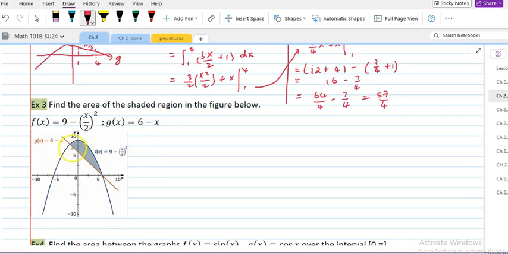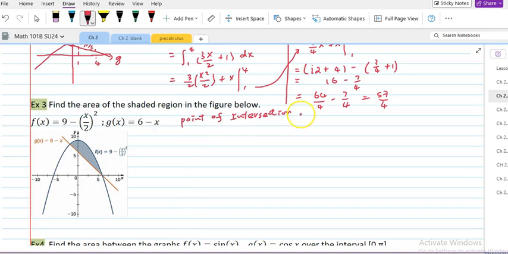So you can read off the crossing, but it's not an accurate graph, so you don't really know exactly what it is. To find the points of intersection, you will have to solve the equation, because the points of intersection would be your interval.